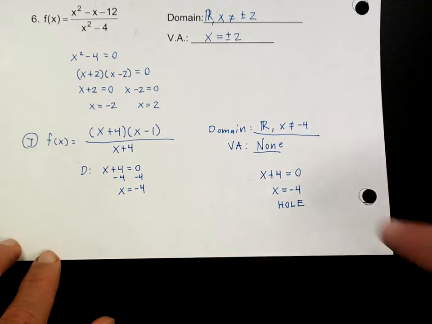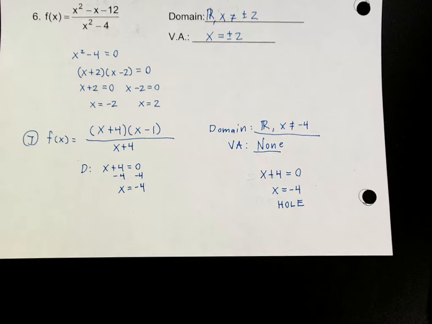Anyway, again, you don't have this last one on your homework. So on this homework, all you have to do is set the denominator equal to 0 and solve it, and that will give you the domain, and that will give you the vertical asymptotes. That's all you have to do. Okay? Homework is due tomorrow at the beginning of class.